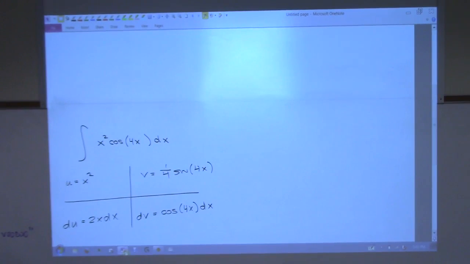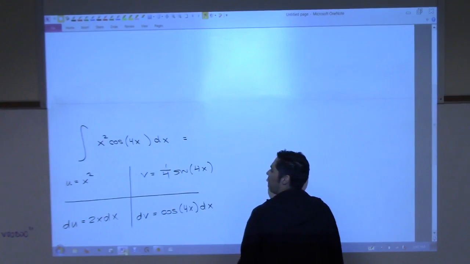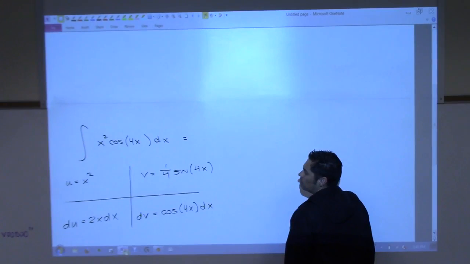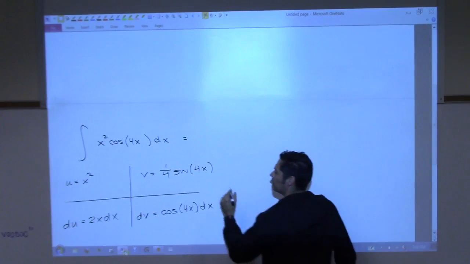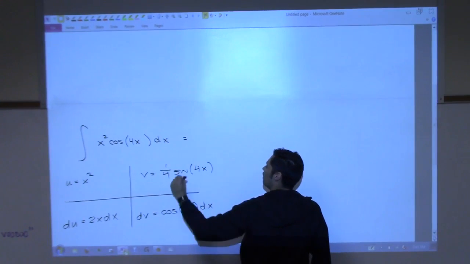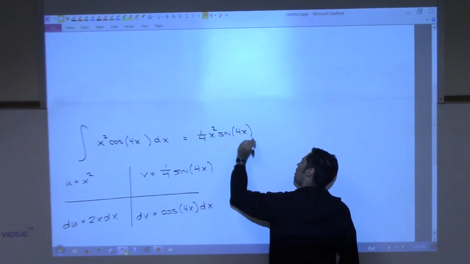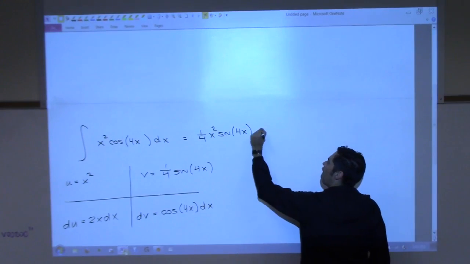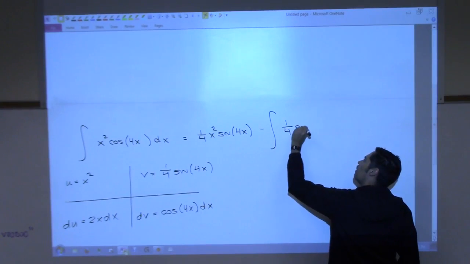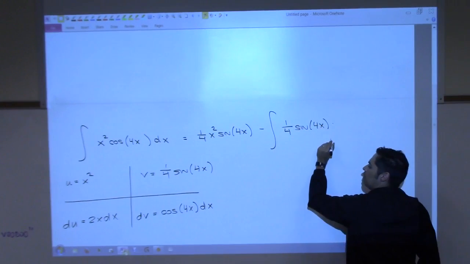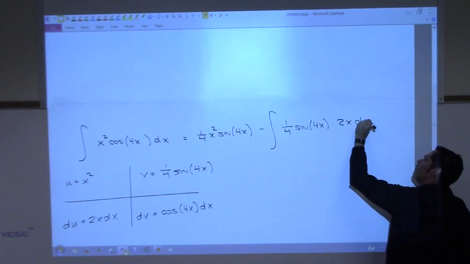All right, good. Now go to the formula, ultraviolet minus voodoo. Let's write it out. So the ultraviolet is x squared times 1/4 sine 4x. Okay, so I'm going to write it like that. And then minus the integral of 1/4 sine 4x times 2x dx. Good. Everyone good with that?